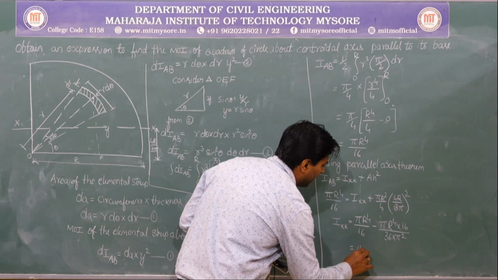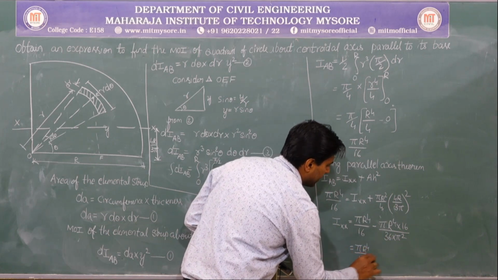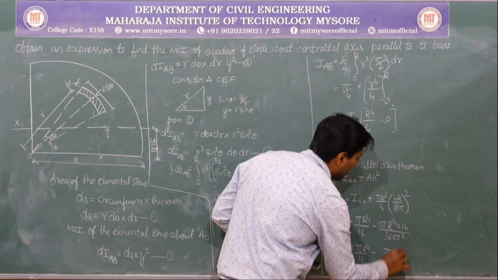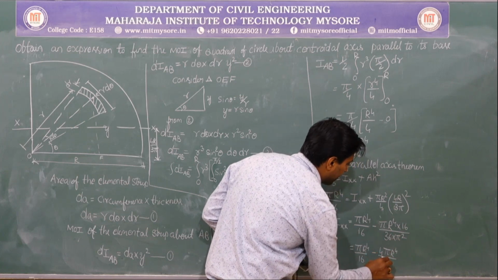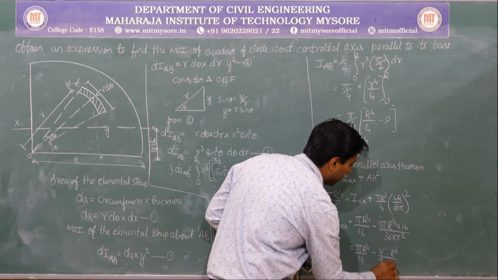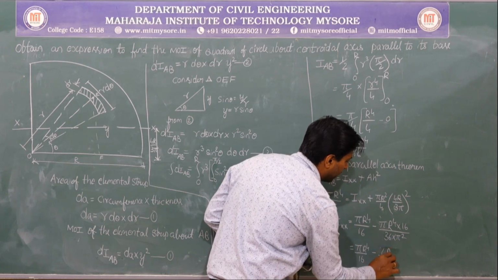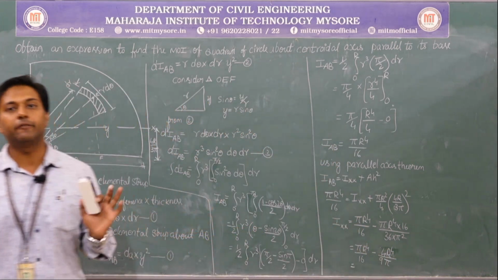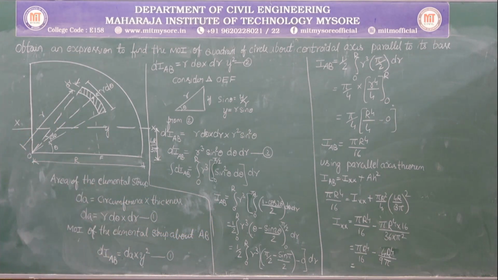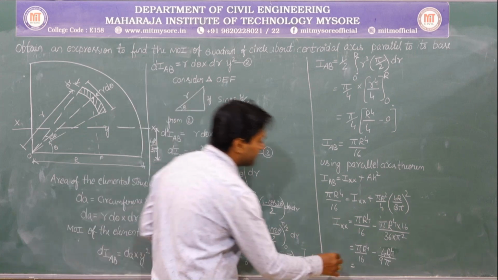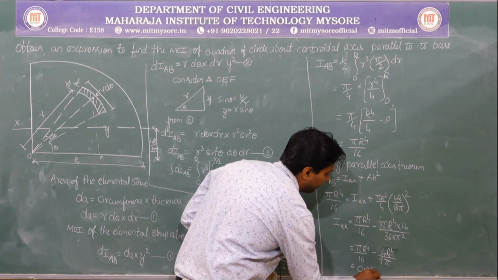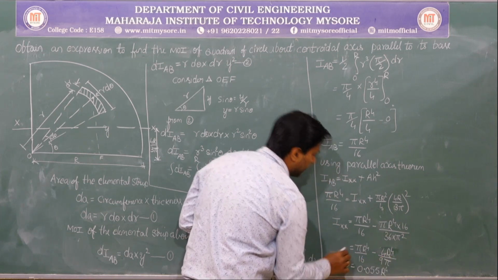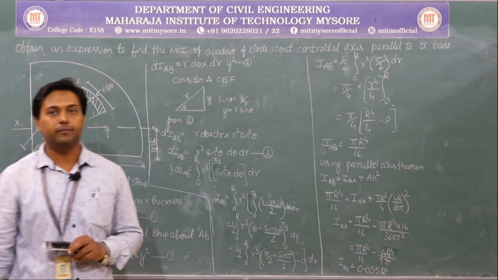So finally, by altering a little bit, it is pi r 4 by 16 minus 4 r to the power of 4 by 9 pi, and after solving it, you people will be left out with, in terms of radius, 0.055 r to the power of 4. So I want everyone to remember this. This particular formula I will be frequently using.